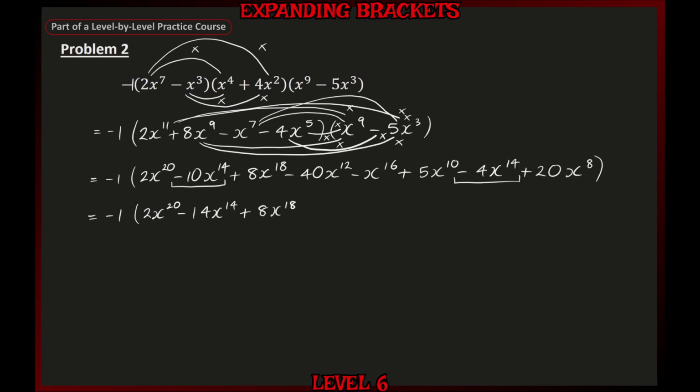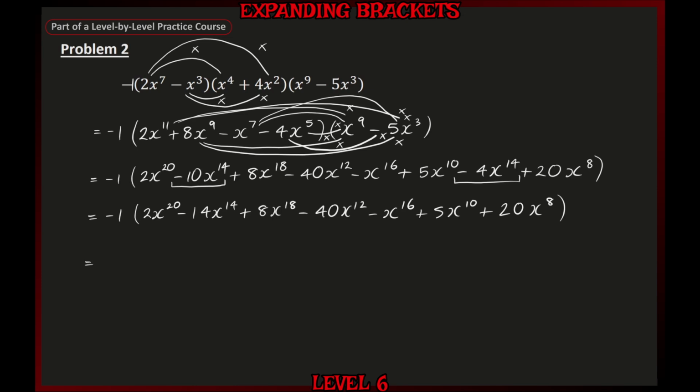Minus 40x to the power of 12 is also on its own, so we can write that in there. Minus x to the power of 16 is also on its own, so we have that in there. The 5x to the power of 10 is also on its own, and the 20x to the power of 8 is on its own as well. So we can't collect together any more like terms from there. The only thing we can do now to finish off is multiply everything in this bracket by minus 1.